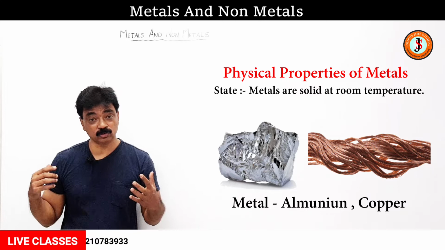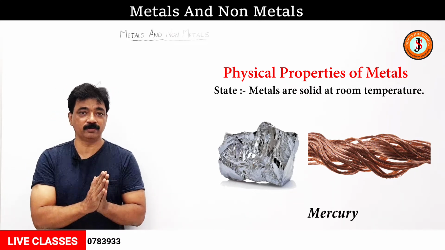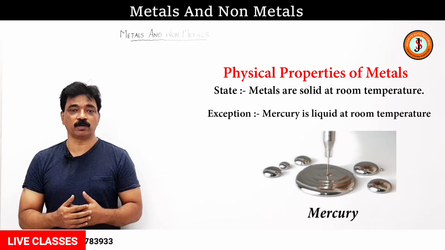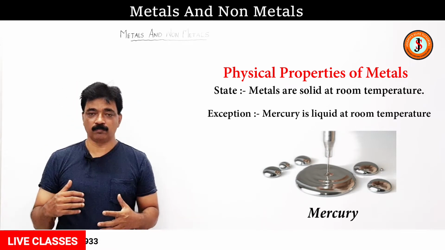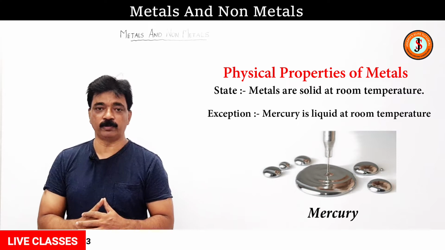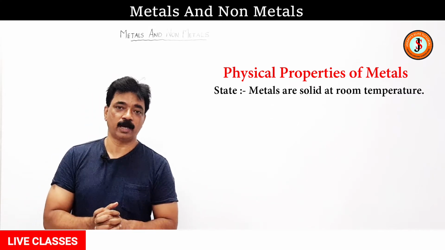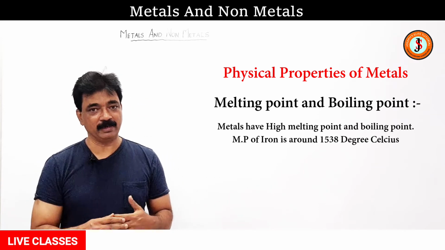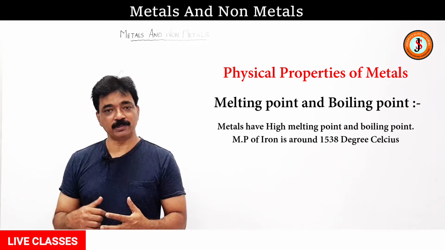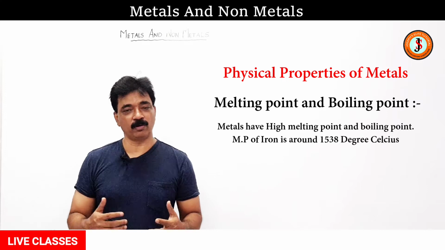Metals are generally solids at room temperature, with mercury being the exception. Mercury is a liquid metal. So otherwise metals are solid at room temperature, number one, that you have to understand. And metals, if they are solid, that means they will not melt at room temperature, isn't it? So metals have got very high melting and boiling point.